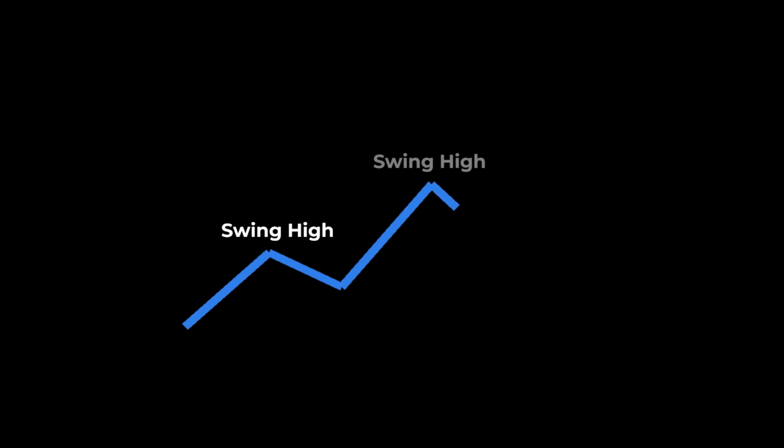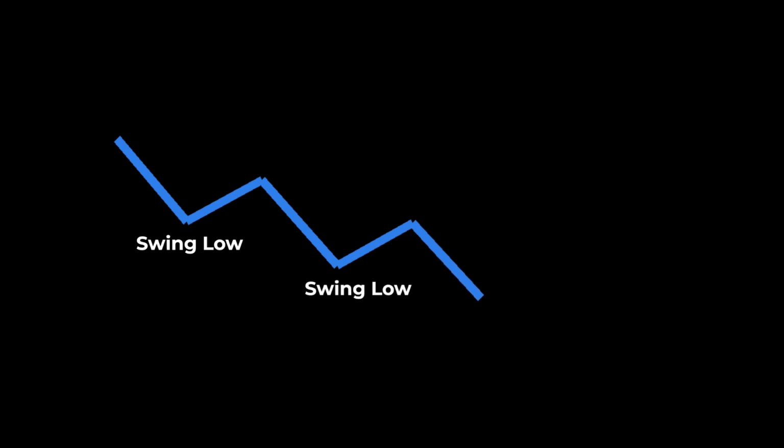A swing high is a point where a price moves up and starts moving lower. It represents a temporary victory for the sellers. A swing low is where price falls and begins moving higher. It represents a temporary victory for the buyers.